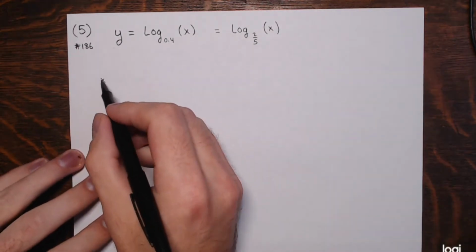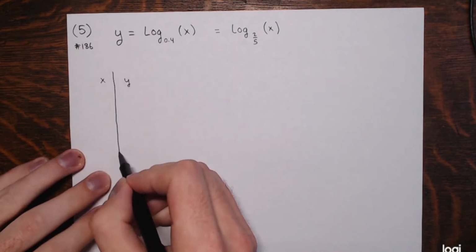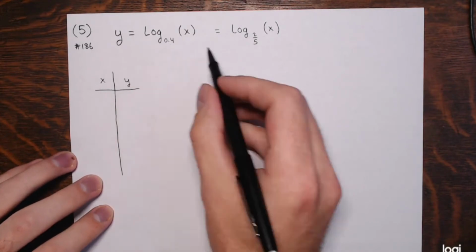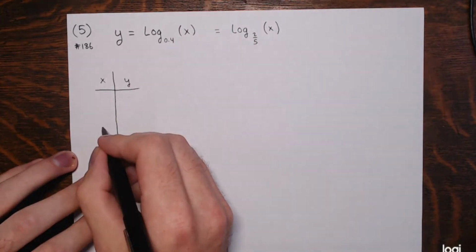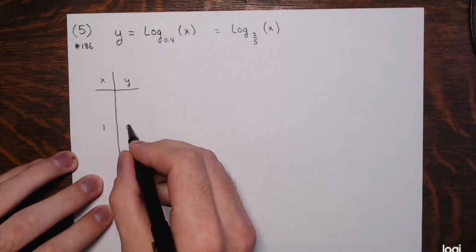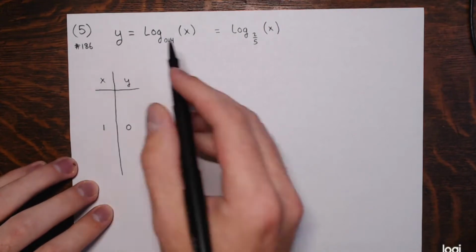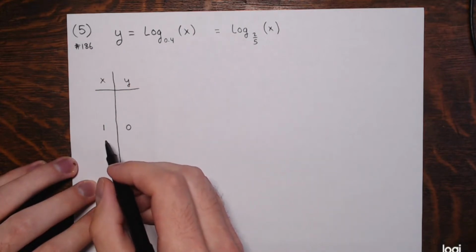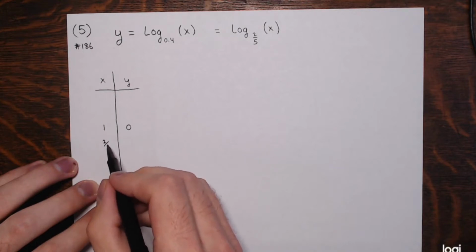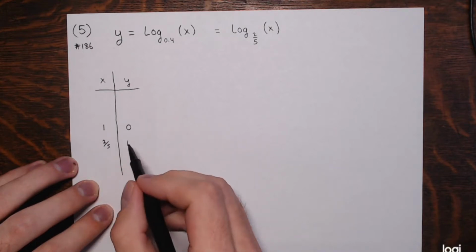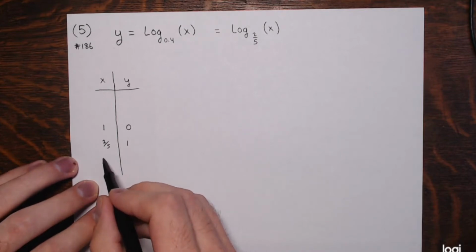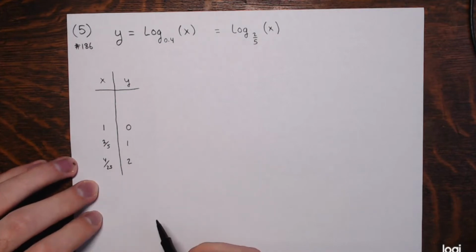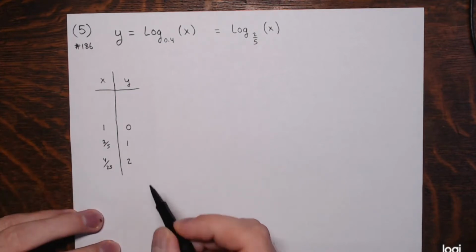Alright, so once again, I'm going to make a little table over here where my inputs are going to be nice integer powers of 0.4 or 2/5. So 2/5 to the 0, that's 1. So I've got 1, 0. Remember, y is just the exponent on 2/5, the logarithm base 2/5 of what I'm putting in. 2/5 to the first is 2/5, or 0.4. So you have 2/5, 1. Then you have 2/5 squared is 4/25, or 0.16, and so on.